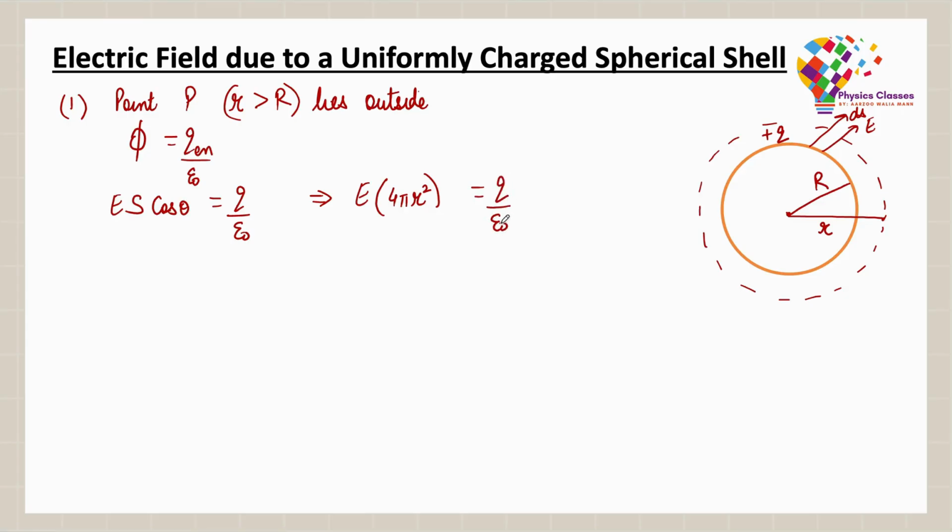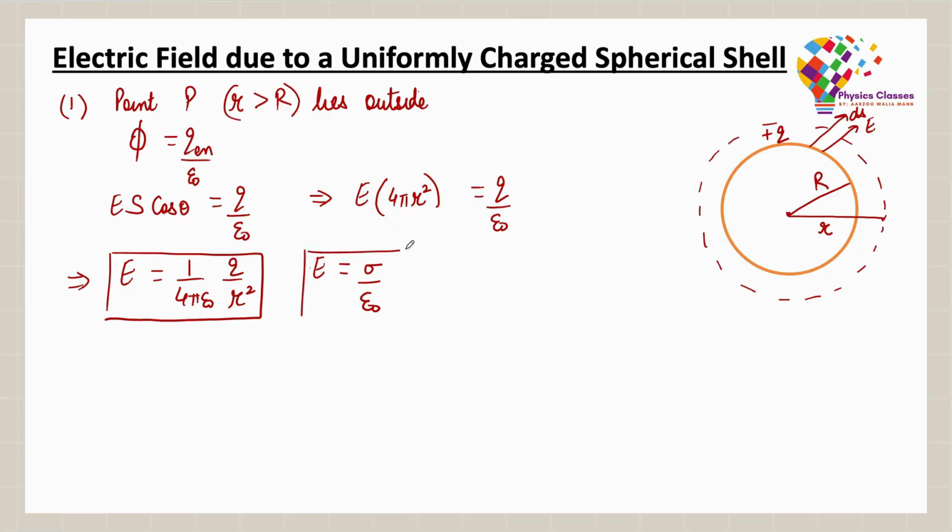Now from here, if I rearrange, I get my electric field as 1 by 4 pi epsilon naught Q by r square. If you look at it carefully, this is the same as the electric field due to a point charge at a distance r from it. This can also be written in terms of the surface charge density if you want, because this 4 pi r square is nothing but the area. So if I write the same expression in terms of the surface charge density, then this would be sigma by epsilon naught. This is the electric field at a point outside the spherical shell at a distance r from it.